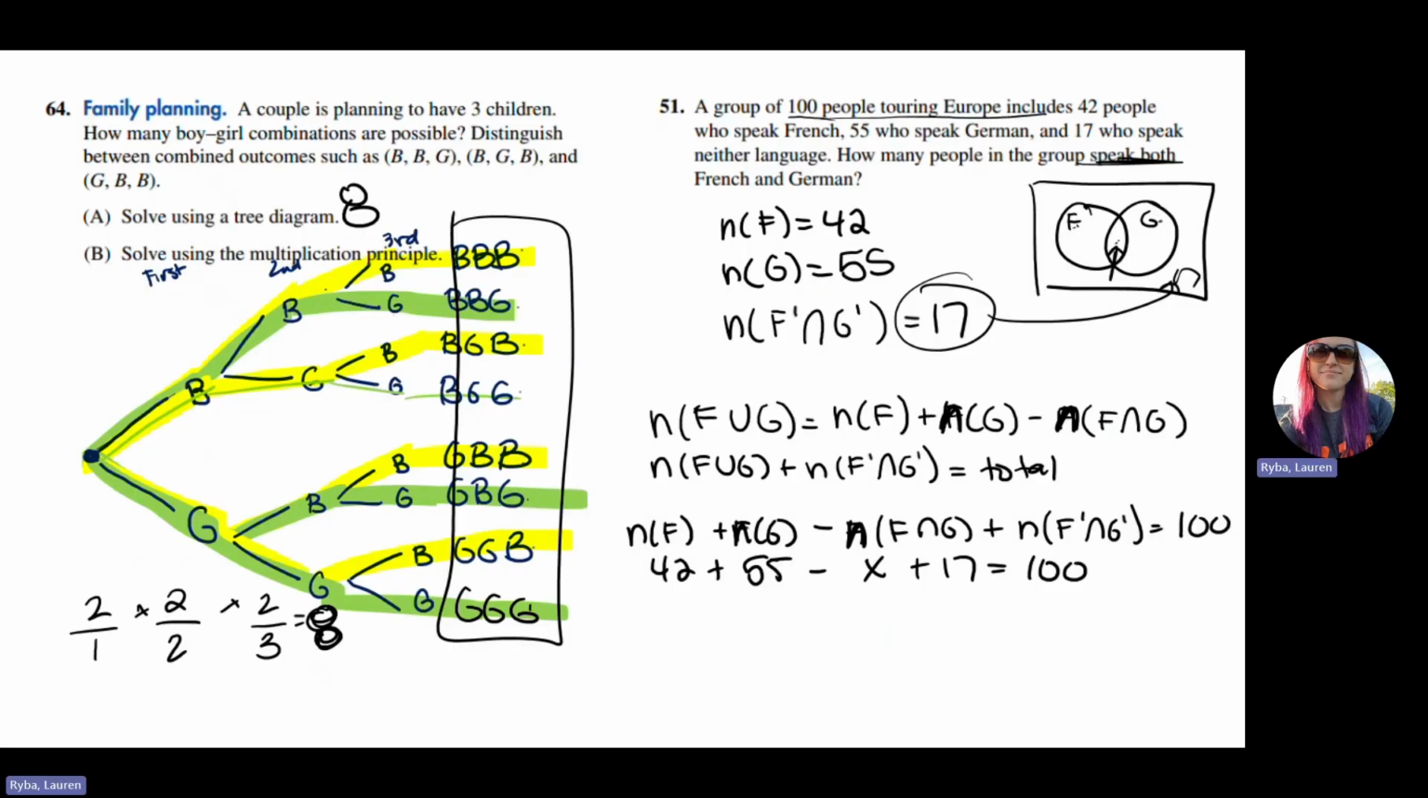All right, so if I add those all together, 42 plus 55 minus 17. No, plus 17. What am I doing? 42 plus 55 plus 17 is 114. 114 minus x equals 100. If I subtract 114, I have negative x equals negative 14. So x is positive 14.